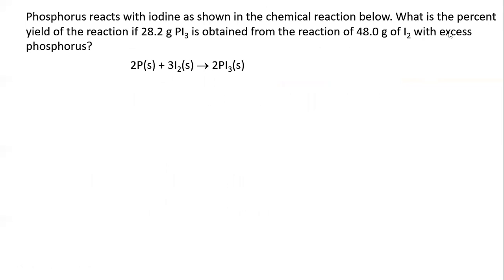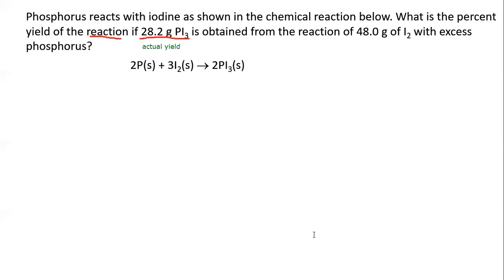So here we have a reaction with phosphorus and iodine. We want to know what's the percent yield of the reaction if 28.2 grams of phosphorus triiodide is obtained from the reaction of 48 grams of iodine with excess phosphorus. So it tells us we performed this reaction. We produced 28.2 grams of phosphorus triiodide. This here is the actual yield. So we're not going to use this number until after we find the theoretical yield. So put this to the side and leave it for now.